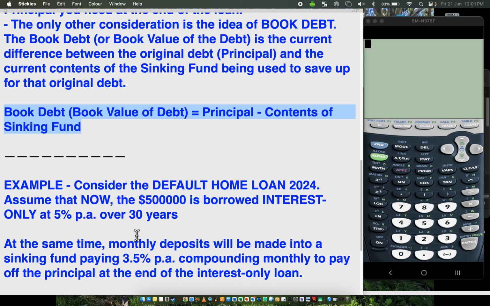I'll scroll down so people can get the example. I'm going to make up a scenario involving the default home loan, but you're borrowing it interest only over 30 years, and at the same time you'll do a sinking fund to pay off the 500 grand at the end.